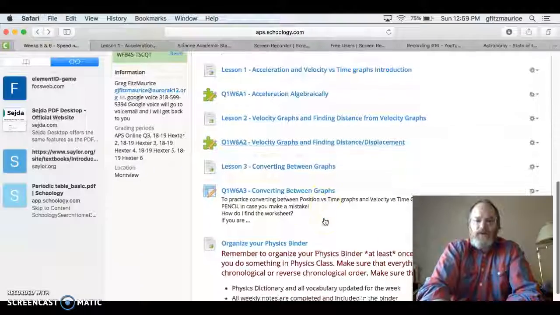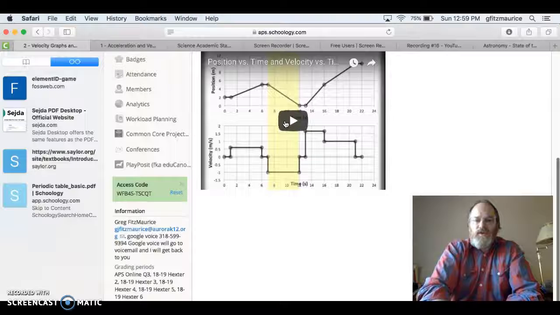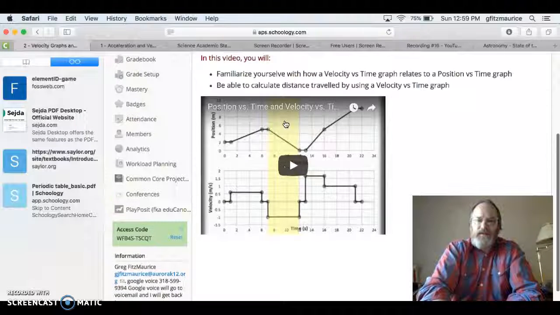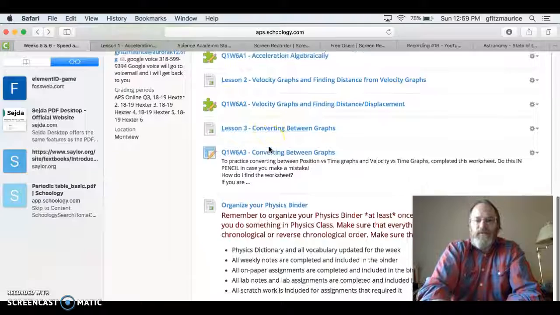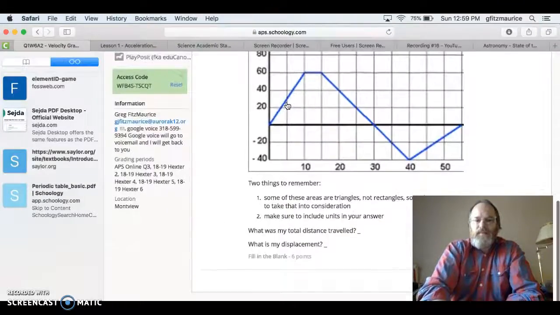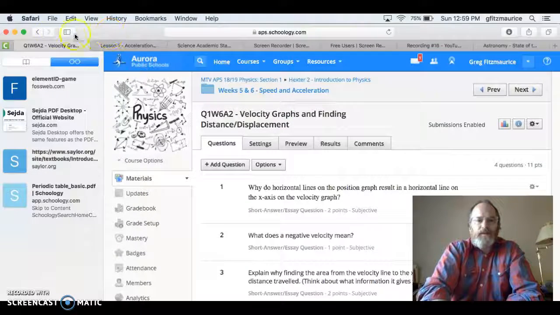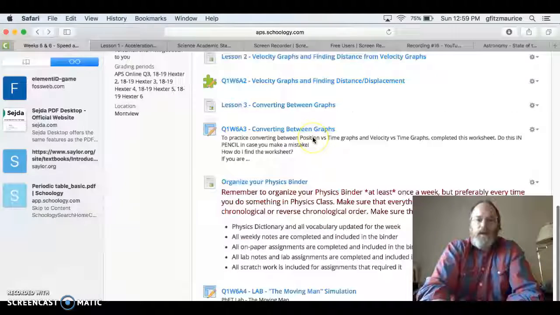Now, another assignment, velocity graphs. This is going to go over how to determine and interpret graphs on time and velocity. So just watch that video. And then there's an assignment for that here, finding distance and displacement. Do the best you can on this assignment, and this will all be based on the material you've just gone over.